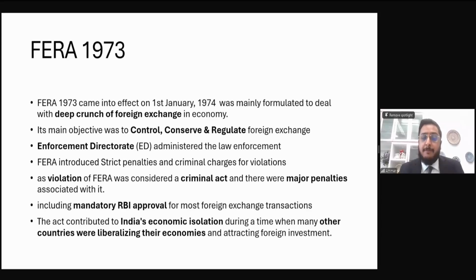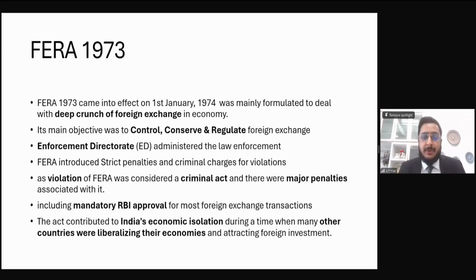There were a lot of mandatory RBI approvals. For a lot of major transactions, you had to go to the RBI to get approvals. Now, these days in FEMA, a lot of things have been shifted to the AD bank, and there's a limit over which you need to go to the RBI. So this FERA, because of the conservativeness of the act, led to India's economic isolation.